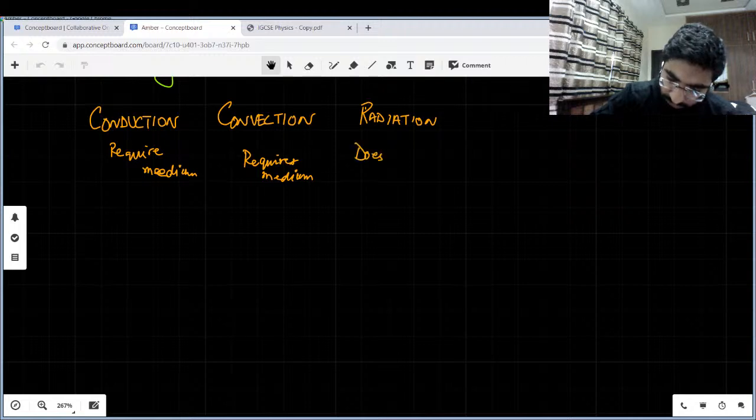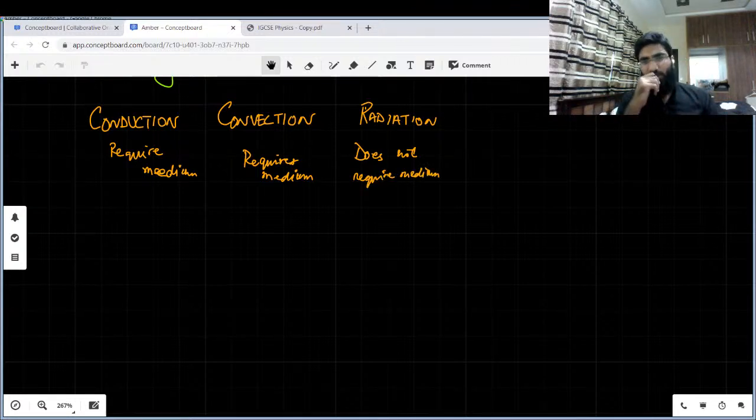I'll elaborate this further. What does it mean, does not require a medium to pass through? There's radiation in outer space as well, basically. Excellent. So in space where there is no matter, there aren't any molecules, radiation would help us carry the energy even through space as well.